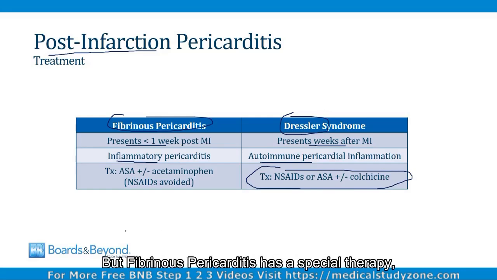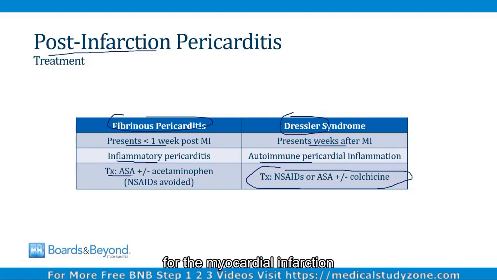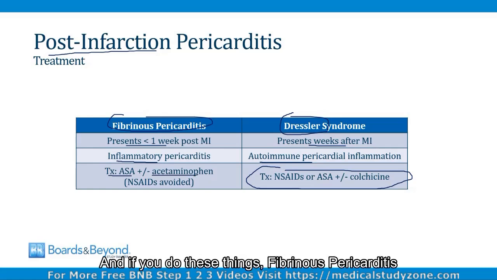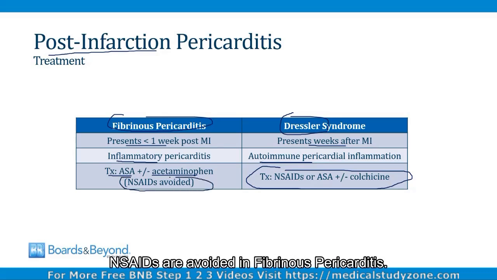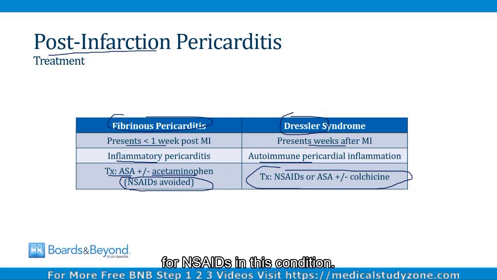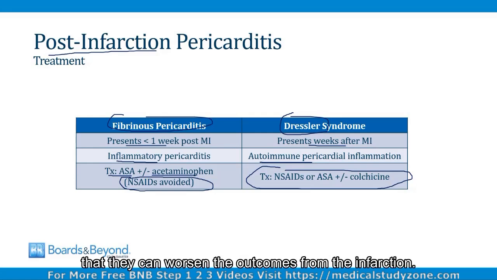But fibrinous pericarditis has a special therapy. Usually these patients are getting aspirin for their myocardial infarction, and that's usually all that's given. Sometimes Tylenol is added for pain control, and if you do these things, fibrinous pericarditis usually resolves on its own within a few days. Importantly, however, and this is high yield to note for your boards, NSAIDs are avoided in fibrinous pericarditis. There's little evidence of benefit for NSAIDs in this condition, and there's some evidence of harm that they can worsen the outcomes from the infarction.